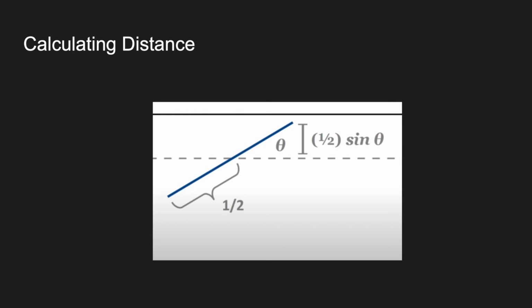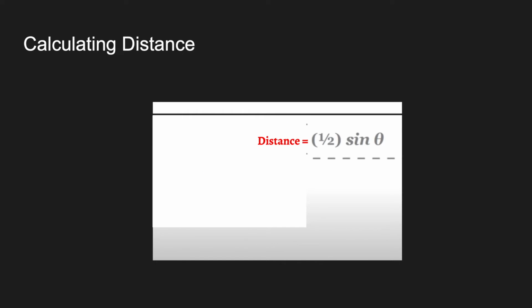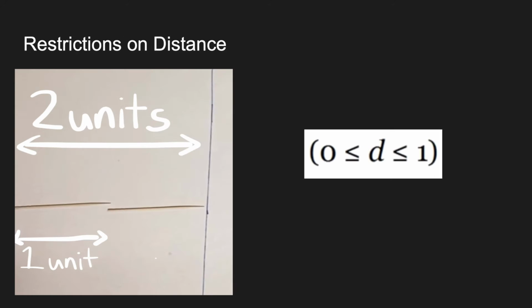And now, 1/2 sine theta will also be equal to the distance between the needle and the closest line. Restrictions on the distance. Assuming that the lines on the paper are 2 units apart, the distance between the needle and the closest line can be 0 units away if the needle is intersecting, and at most 1 unit away because the needle has a length of 1 unit.